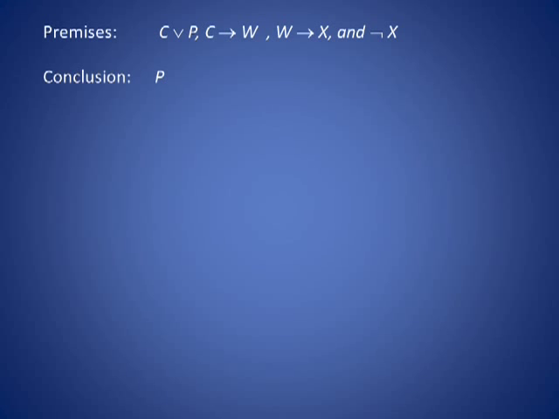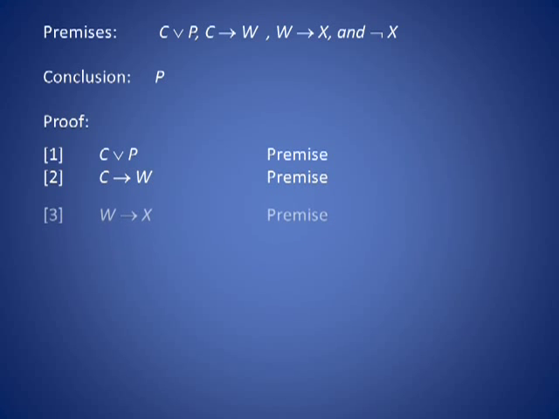If you would like to produce the proof on your own, you should pause this video now. The proof begins with listing the four premises, C or P, C implies W, W implies X, and not X.